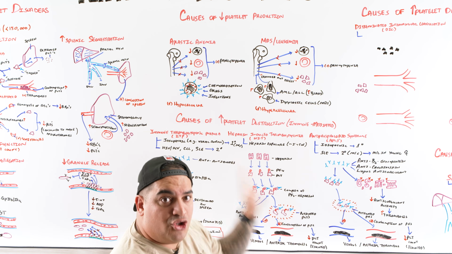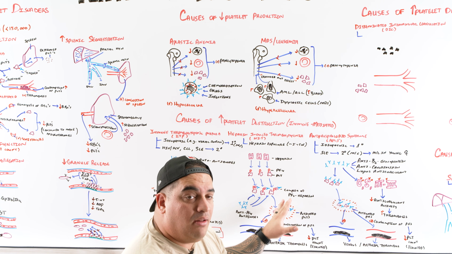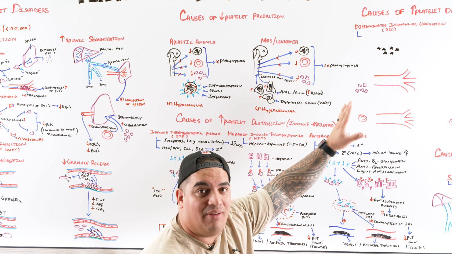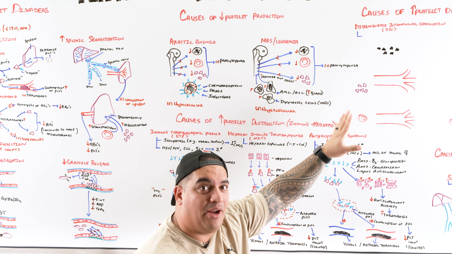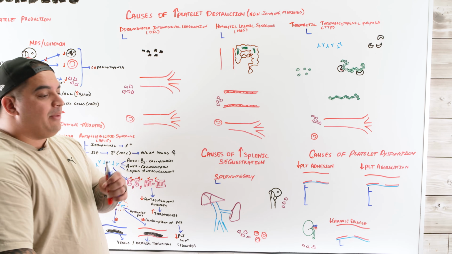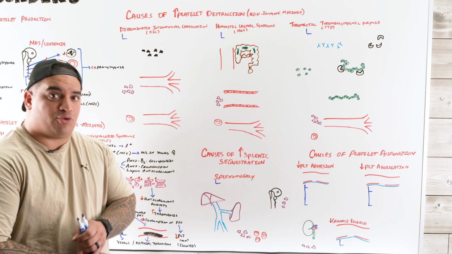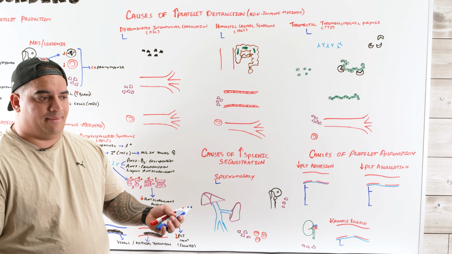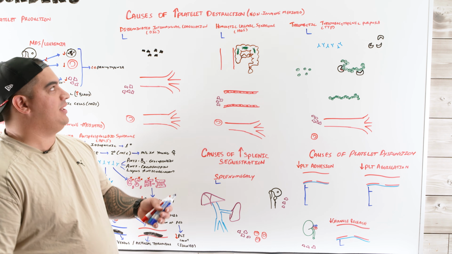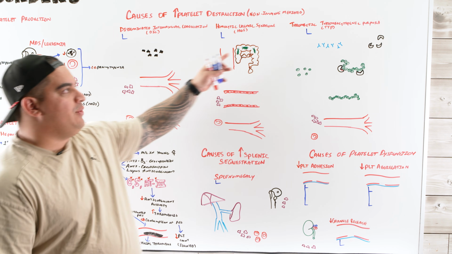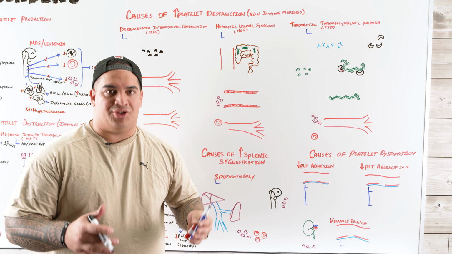Not producing it, destroying it via autoantibodies directly, or now destroying it via consumptive process, via microthrombi. Let's talk about that. All right, my friends, so now we're going to move on to the types of platelet destruction that's due to non-immune mediated causes, right? So this is the microthrombi that's causing this. There's DIC, HUS, and TTP. We've got to be able to differentiate these to a degree.